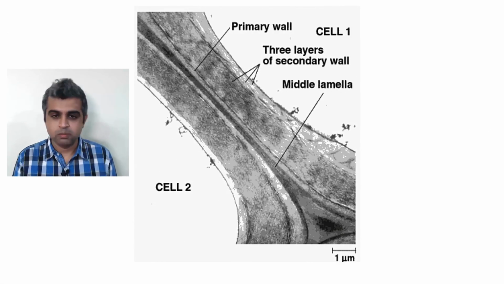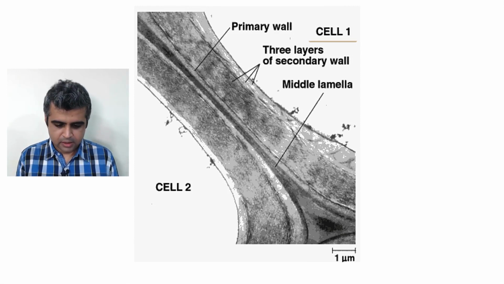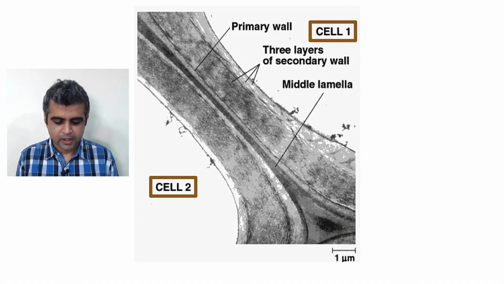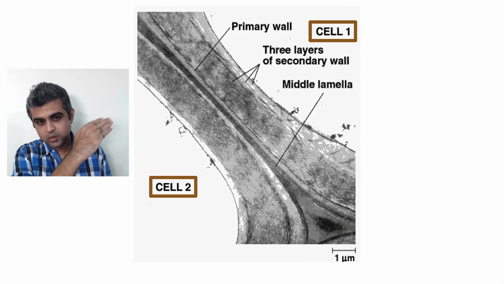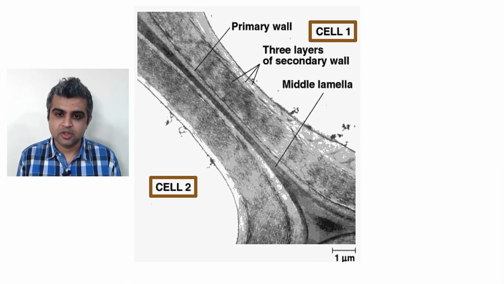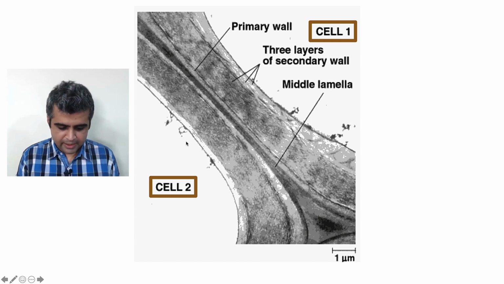So now let me show you an electron microscope picture of the cell wall. You will notice that this is cell 1, this is cell 2, and in between these two cells, you are seeing the structure which I just discussed. That this here is the plasma membrane of the second cell. This is going to be the secondary cell wall. Here is going to be the primary cell wall which will be very thin.